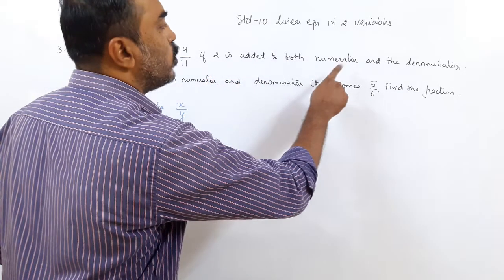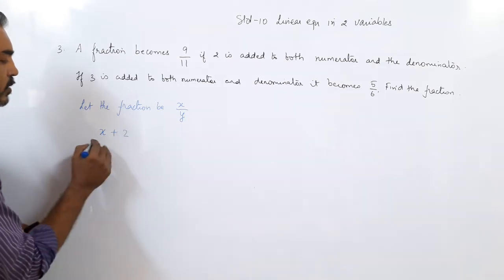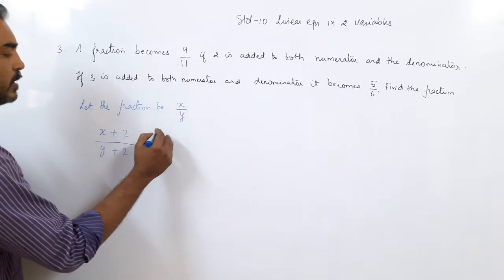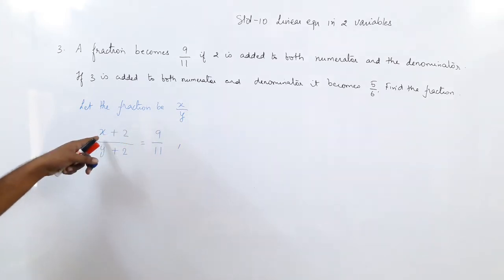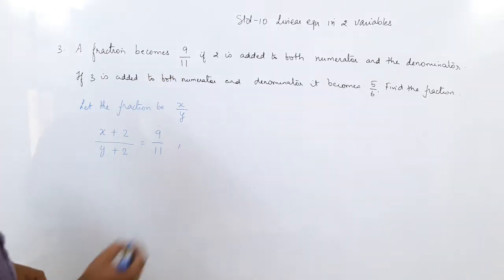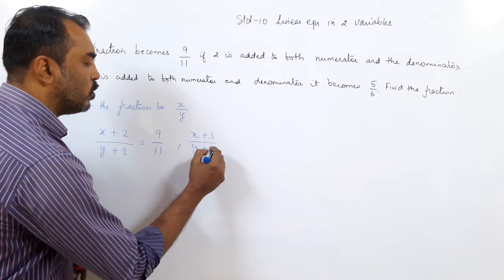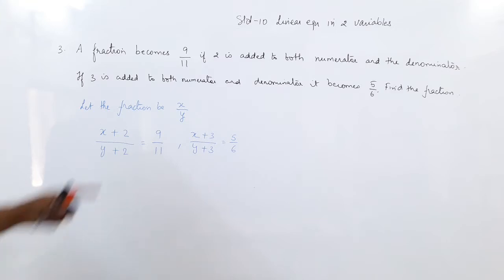If 2 is added to both numerator and denominator, means I add 2 to the numerator and 2 to the denominator, the fraction becomes 9 upon 11. Can you see that? If I add 3 to both the numerator and the denominator, it becomes 5 upon 6. So, we have to find the fraction x upon y. So, we have to find the value of x and the value of y.